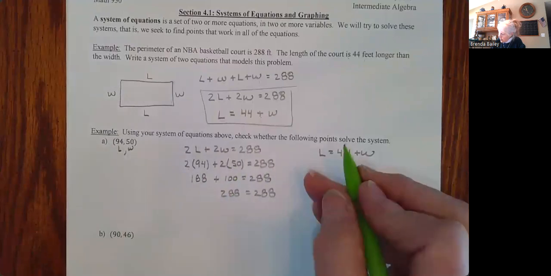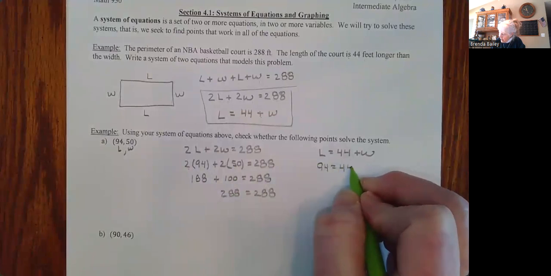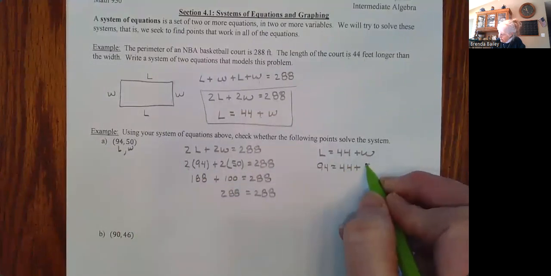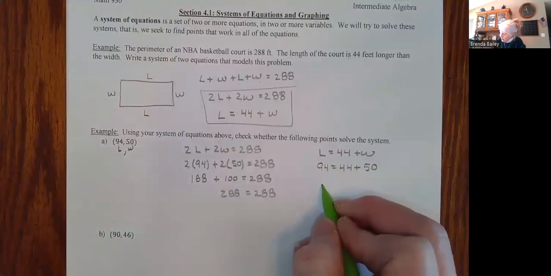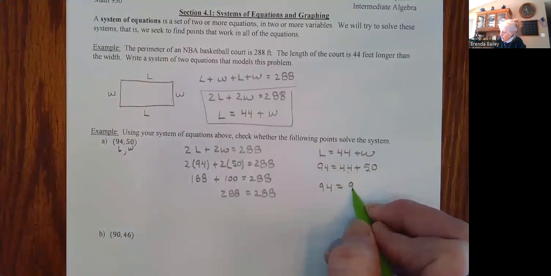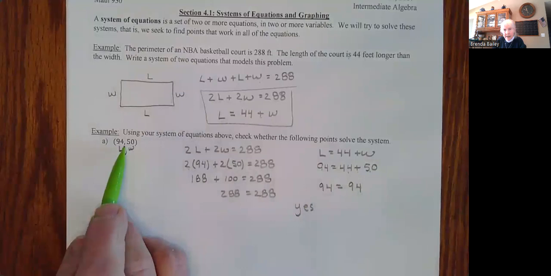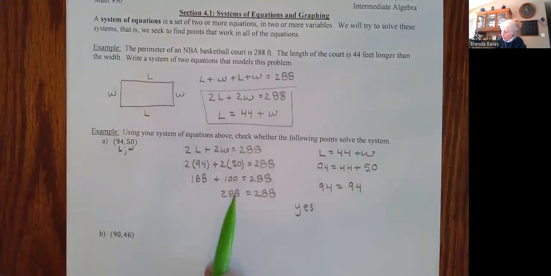So we'll put 94 in for L and put in 50 for W. So 94 equals 44 plus 50, which is 94. So yes, this point is a solution because it works in both of the equations when you substitute it in for those variables.